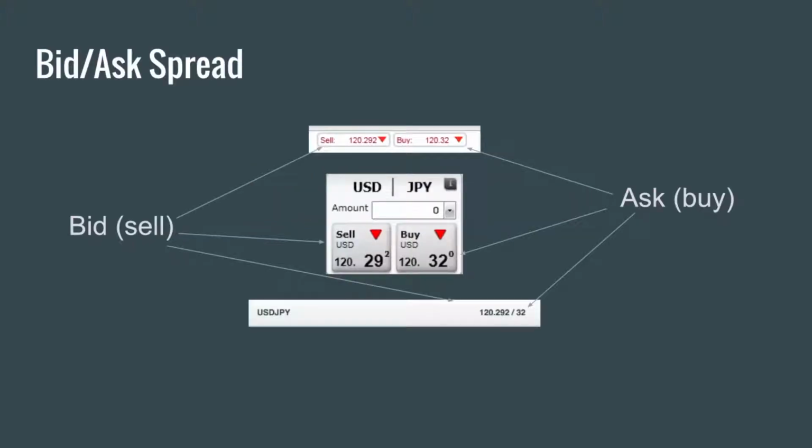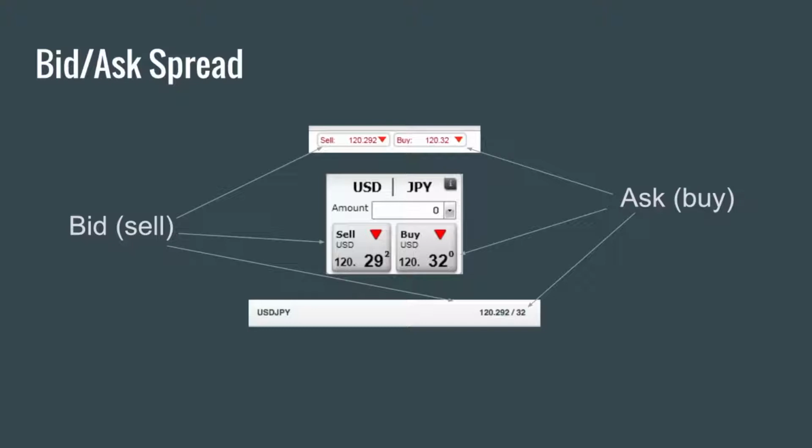So with that being said, let's go ahead and look at a currency pair quote with a bid and an ask price. And as you can see, I've included 3 different screenshots which all show the same information, but I just wanted to convey how this information can be shown differently depending on the broker. So taking the dollar-yen pair, which as we can see here, the bid price is 120.292 and the ask is 120.32.